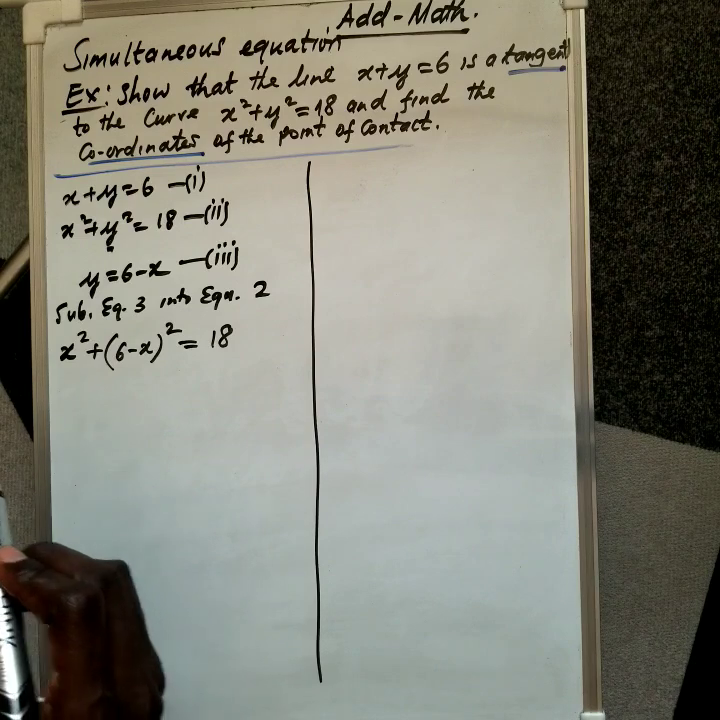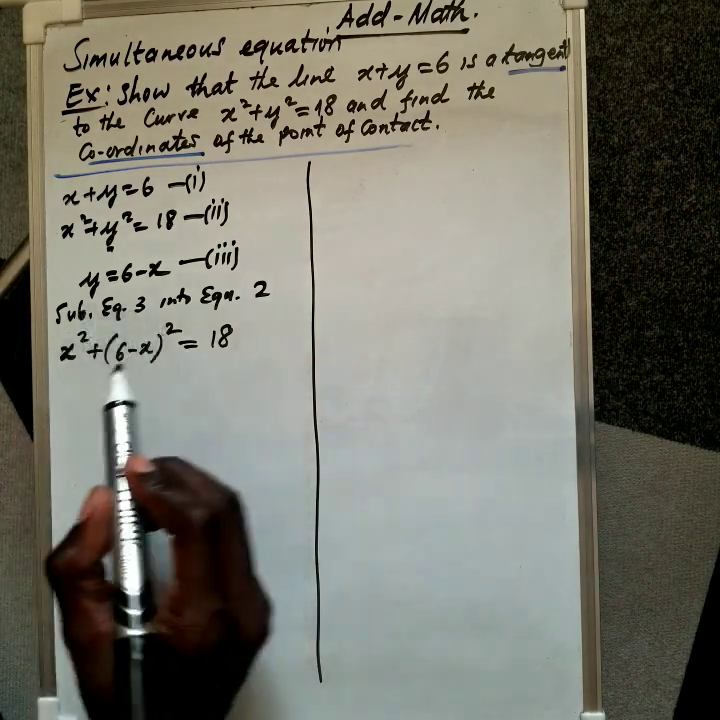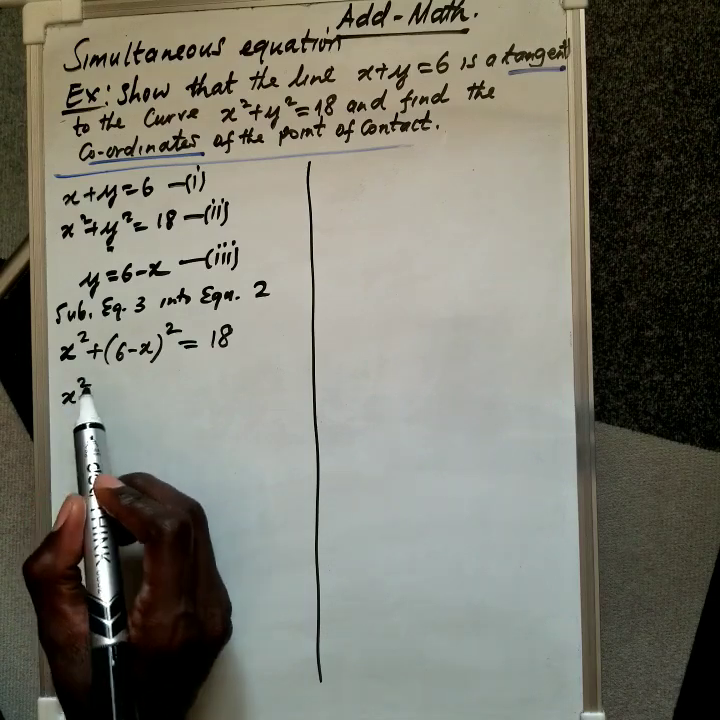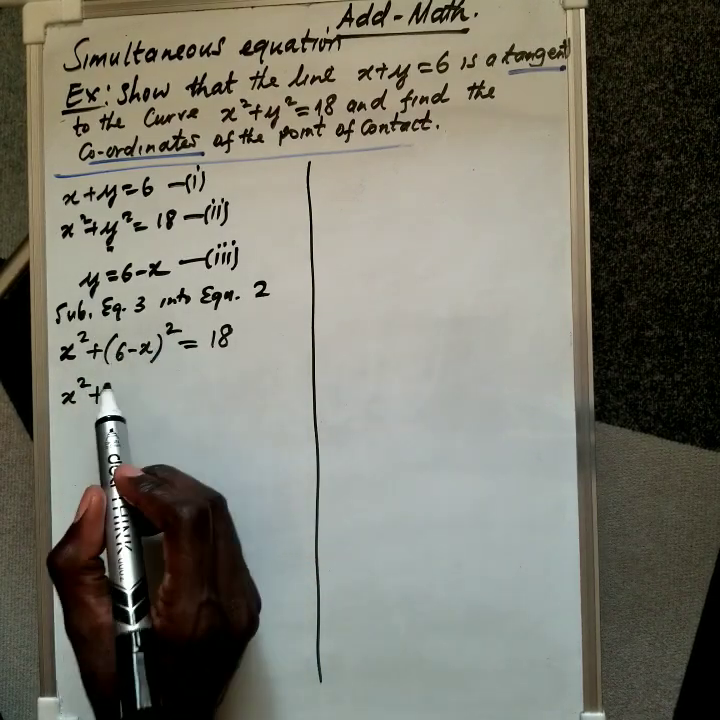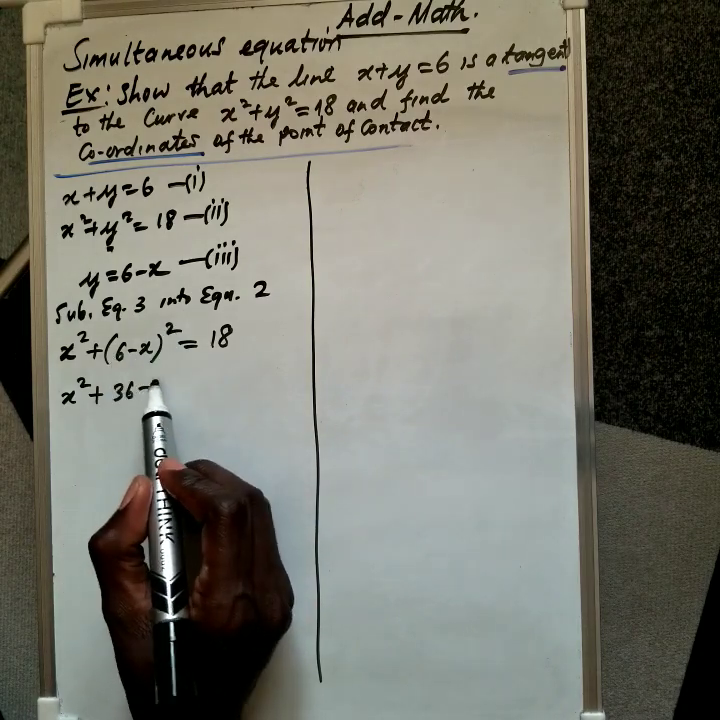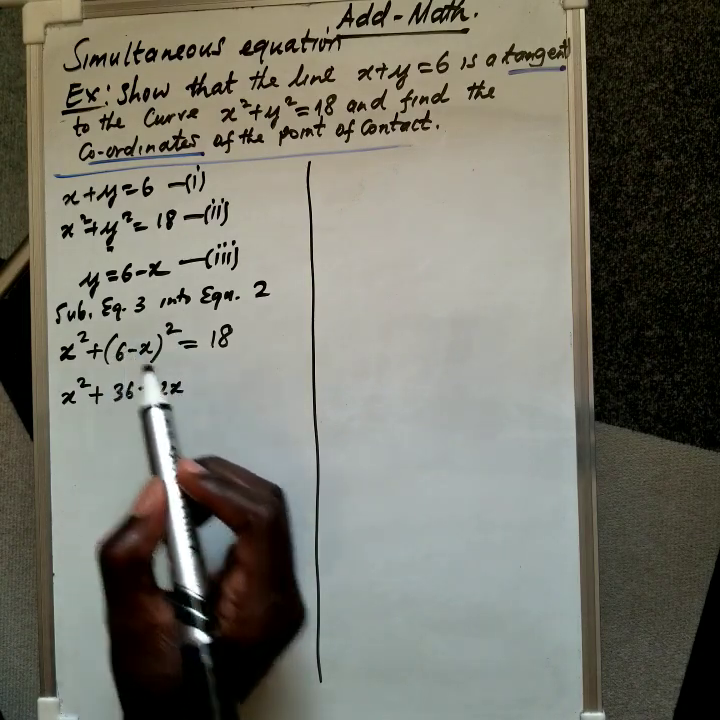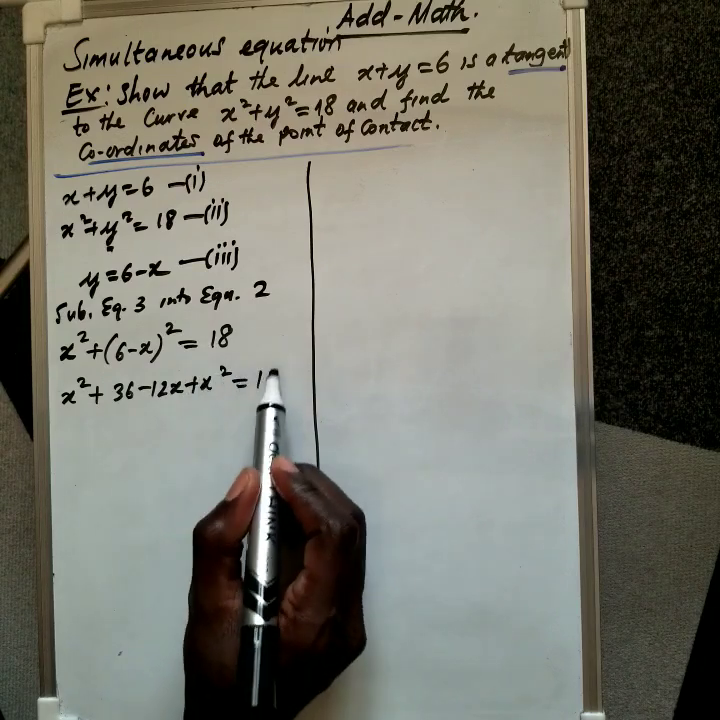So what we do is simply expand and collect the like terms. Now when you're expanding that, you can go a simple way by saying 6 squared, which gives you 36, then 2 times negative x times 6 will give you negative 12x, then negative x squared will give us positive x squared, which is equal to 18.